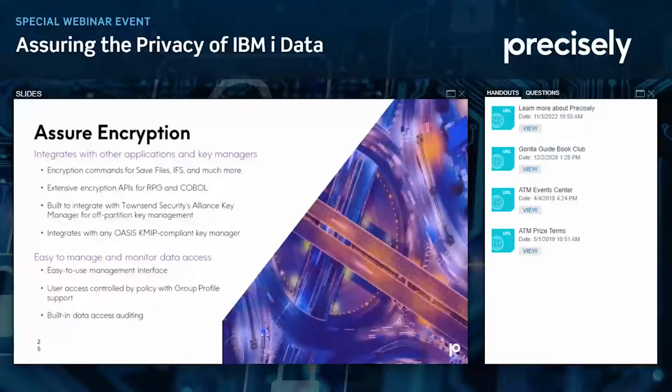We have APIs that can plug right into the RPG, as I mentioned earlier, RPG applications and COBOL applications. We integrate with Townsend's Alliance Key Manager for off-partition key management, and also the OASIS compliant key managers out there as well. You want to make sure your encryption solution is easy to manage and monitor. I talked about our monitoring capabilities as well, but just getting it set up, the management interface is very easy to use, and you can control who has access to things by policies, and we fully support the group profiles that are already created in the IBM i as well.